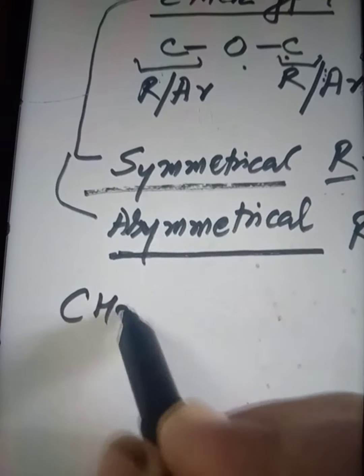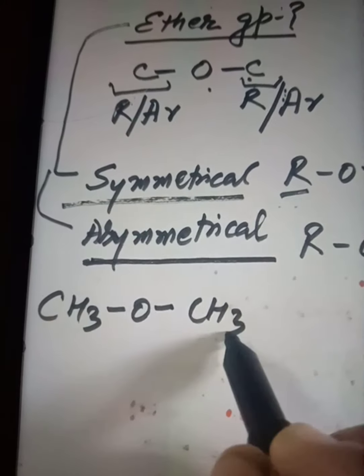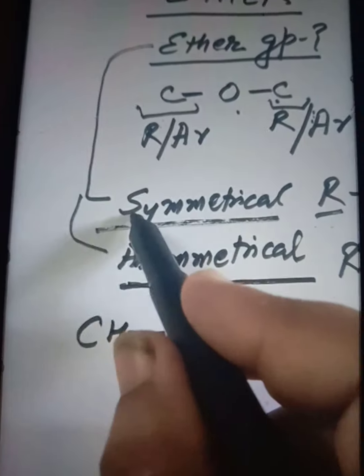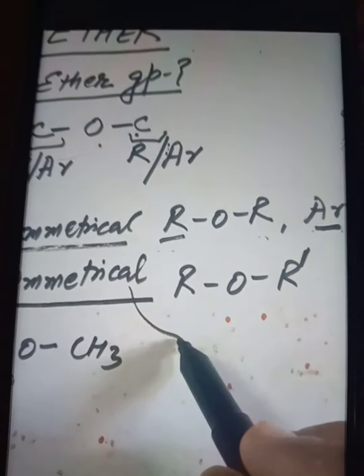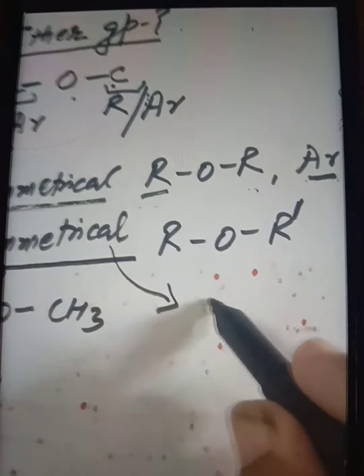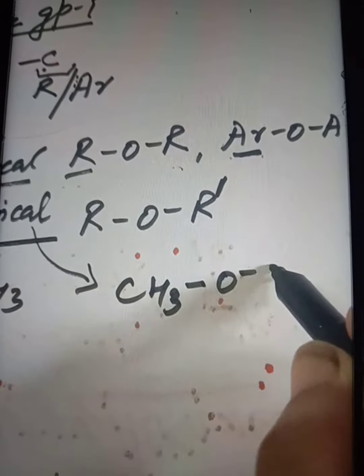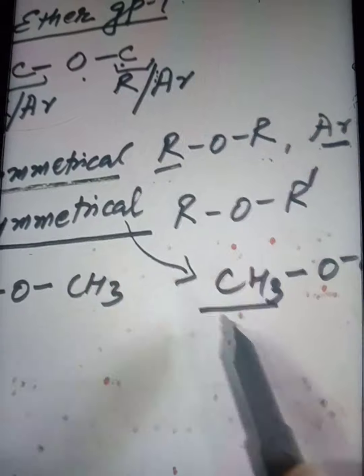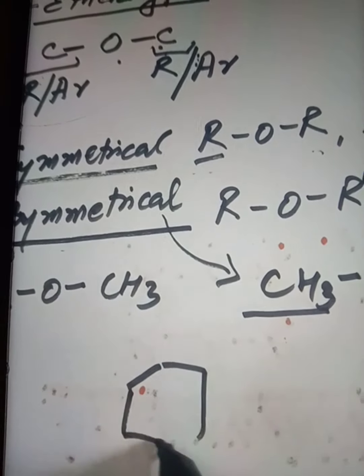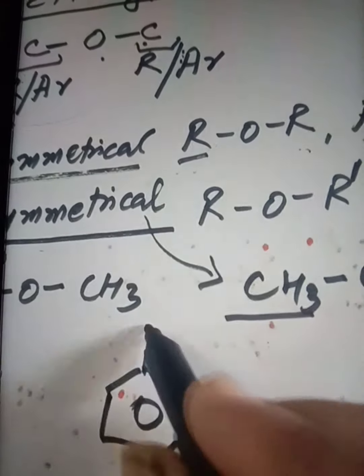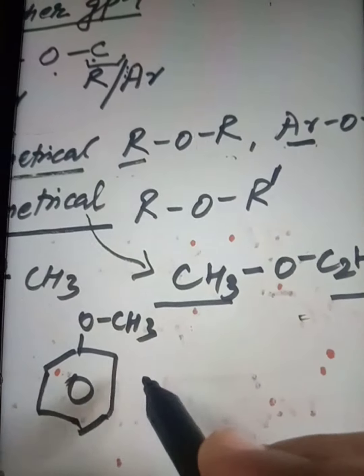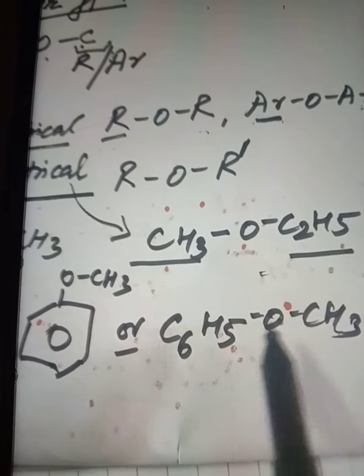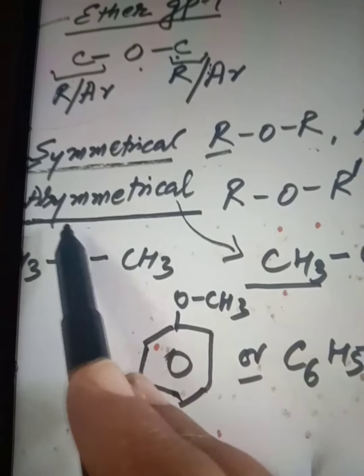For example, CH3OCH3, this is a symmetrical ether. And the example of asymmetrical ether is, if I write CH3OC2H5, here the alkyl groups are different, so this is asymmetrical ether. Even if I write C6H5OCH3, the formula of this compound is C6H5OCH3. Again, the groups are different on either side of oxygen, so this is also considered to be asymmetrical ether.